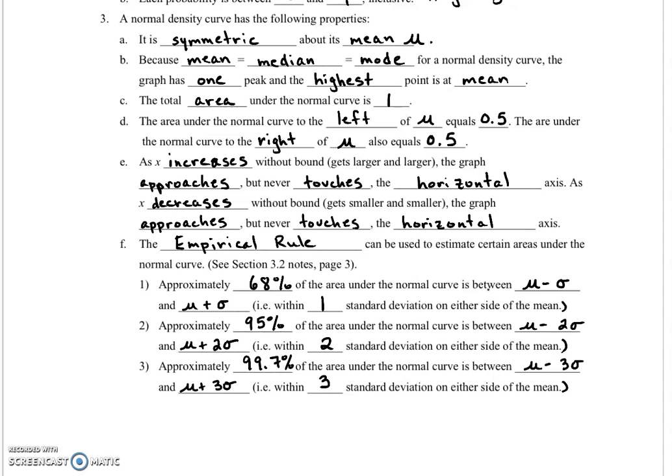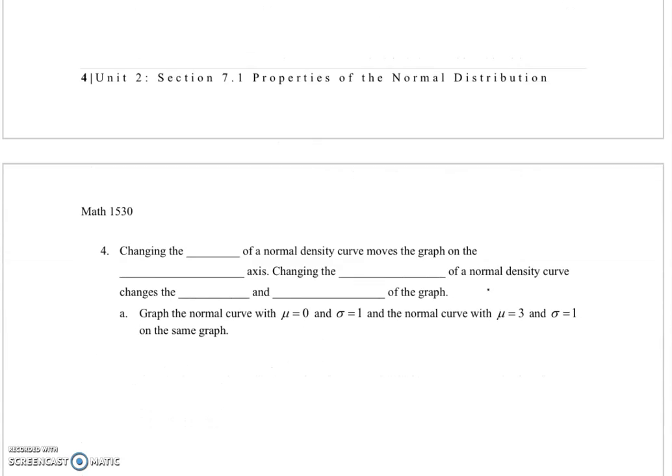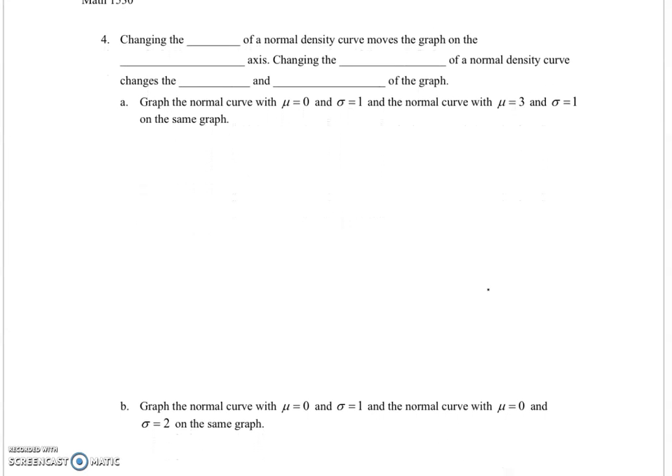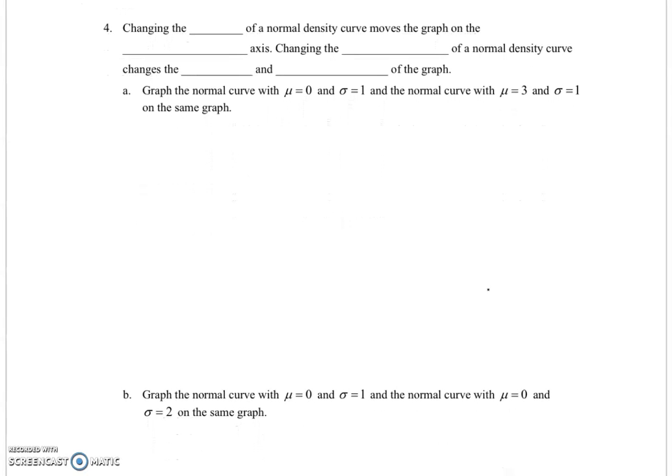So what does that actually look like? Well, let's see. There's a couple things we have to know about what happens if we change the mean and the standard deviation. If we change the mean of a normal density curve, it moves the graph along the horizontal axis. Changing the standard deviation changes the height and the spread of the graph.